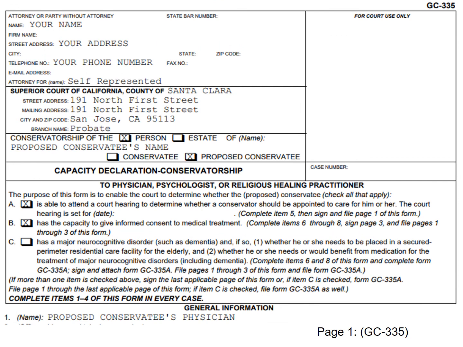The next form is GC-335 Capacity Declaration. This form will be completed by the conservatee's physician to determine whether the conservatee is able to attend the court hearing and whether the conservatee has the capacity to give informed consent to medical treatment. On page 1 in the caption, make sure the petitioner's name and contact information is correct. The address of the court is correct as shown on the slide. In the section under the address of the court, write in the conservatee's name. Check the boxes next to person and proposed conservatee. In the section called To Physician, Psychologist, or Religious Healing Practitioner, check the boxes next to A and B. The rest of the form will be filled out by the conservatee's physician.